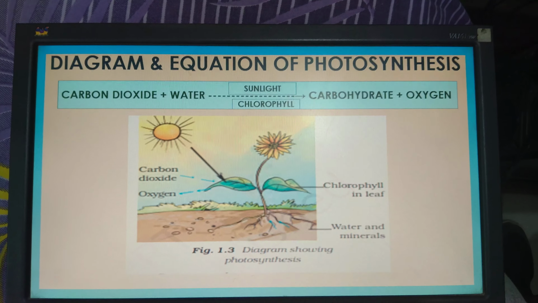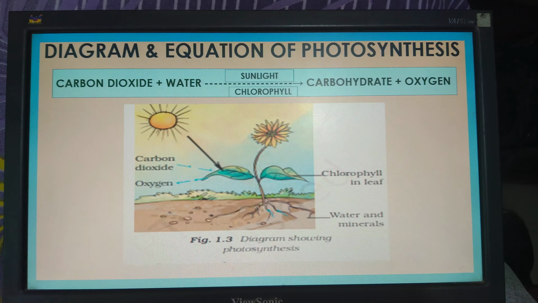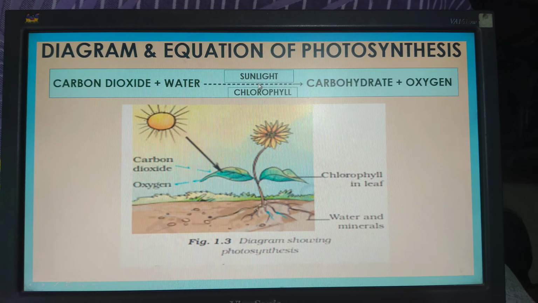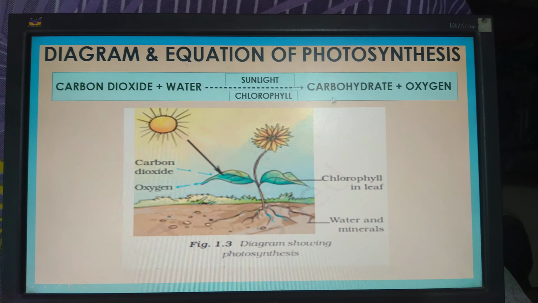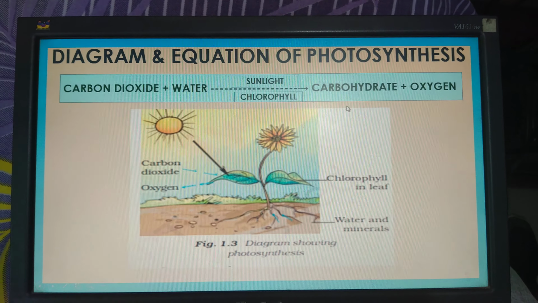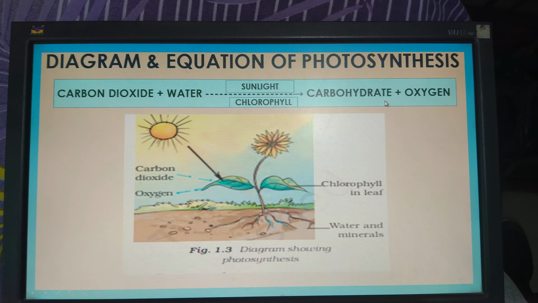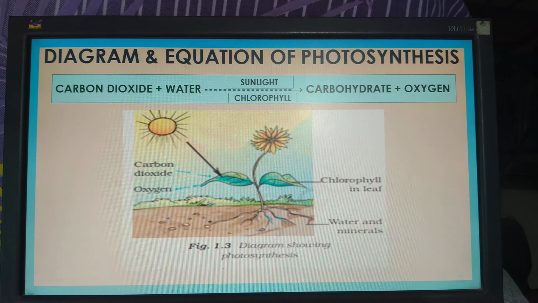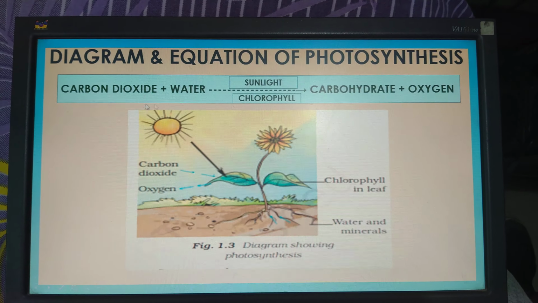Now here you see, when carbon dioxide and water combine in the presence of sunlight and chlorophyll, they form a food that is named carbohydrate, that is in the form of glucose. And we all know that plants also give us oxygen. So this oxygen is also formed during photosynthesis.